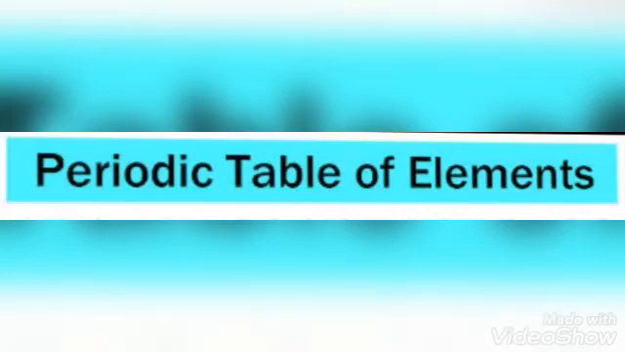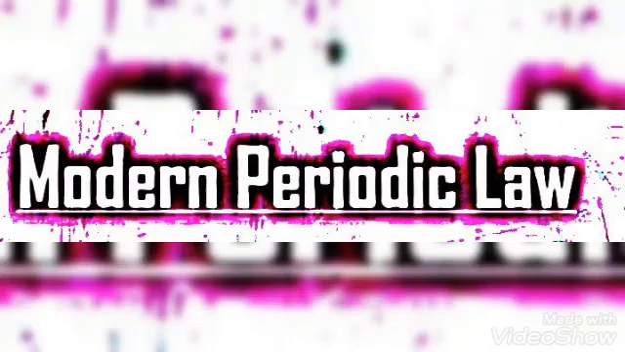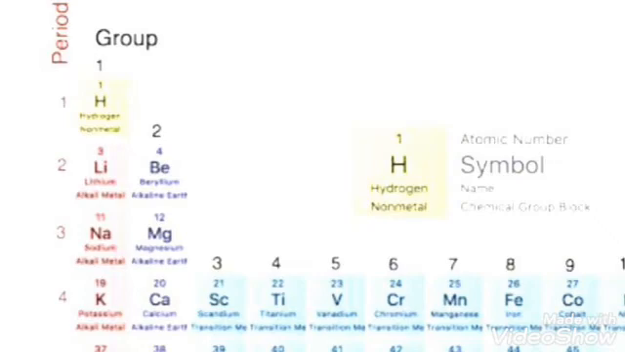Periodic table of elements. It is the table of chemical elements arranged in order of increasing atomic number from left to right, such that elements with similar outer atomic structure appear in the same vertical column. Modern periodic law states that the physical and chemical properties of all elements are periodic functions of their atomic numbers. The modern periodic table is divided into groups and periods.